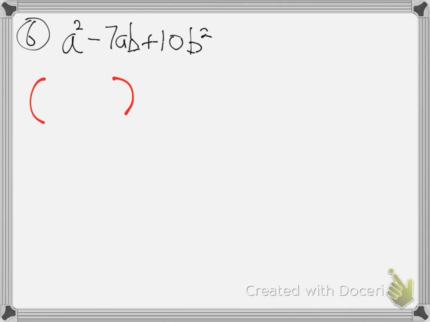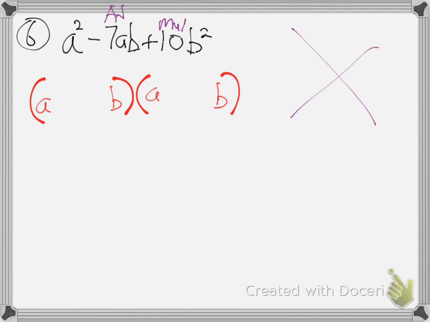All right. So two parentheses. A's in the left. B's in the right. Right? Because we have a squared on the left. So A's in the left of each parenthesis. B squared on the right. B's in the right. Then we do our little diamond thing. So remember now, the back is multiply, the middle is add. So multiply to be plus 10, add to be minus 7.